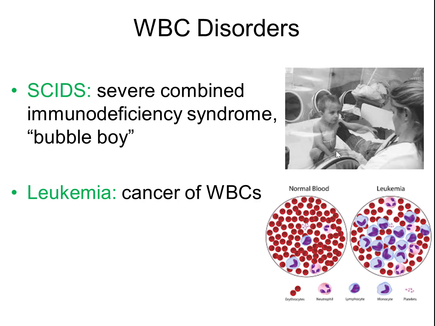Another white blood cell disorder is leukemia. Leukemia is cancer of the white blood cell. In any cancer, what happens is you actually have an overproduction of cells, too much. Too much cells is a tumor.